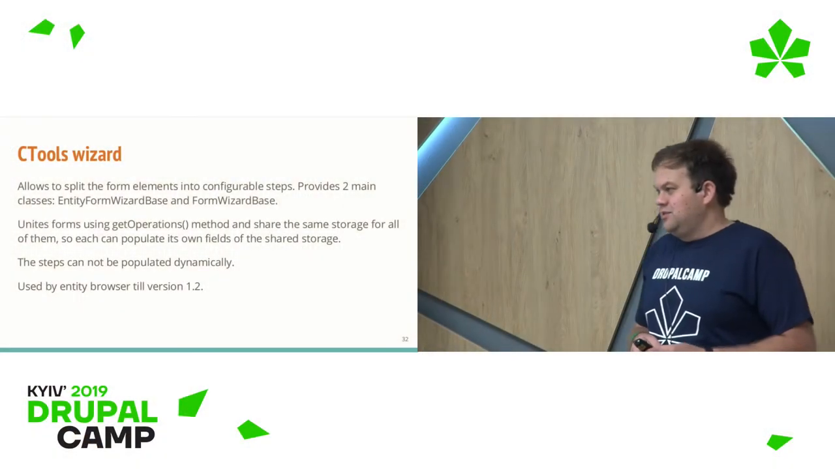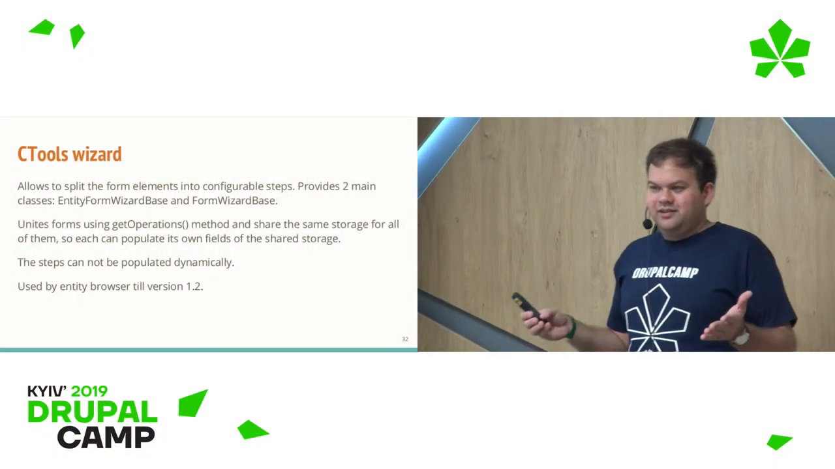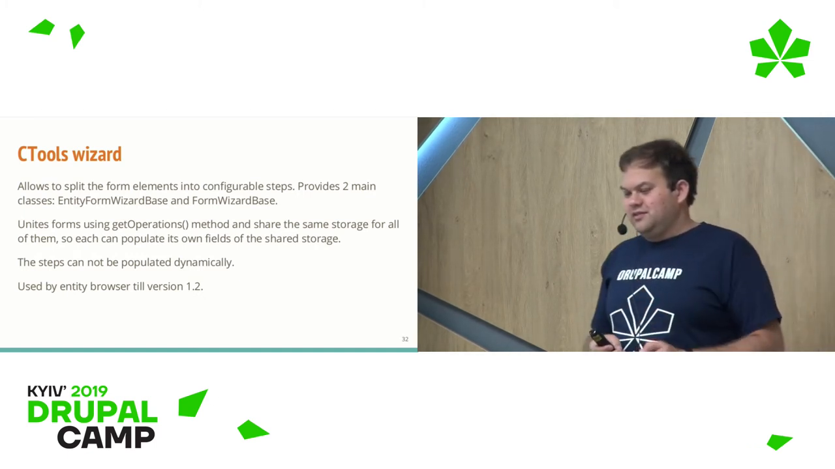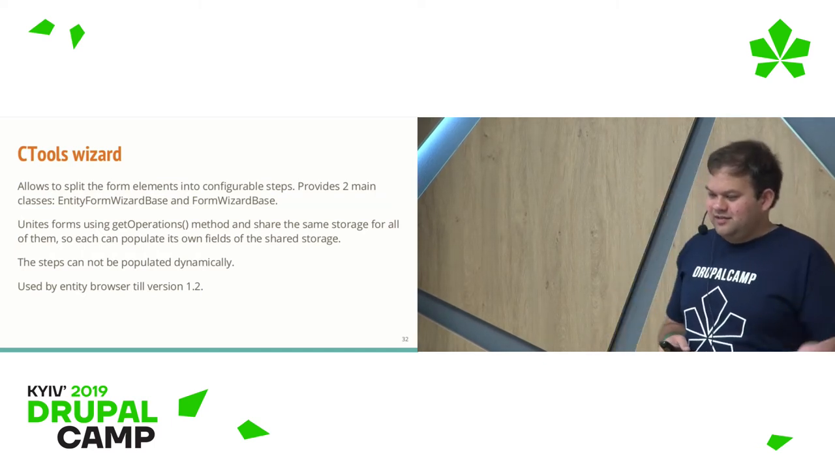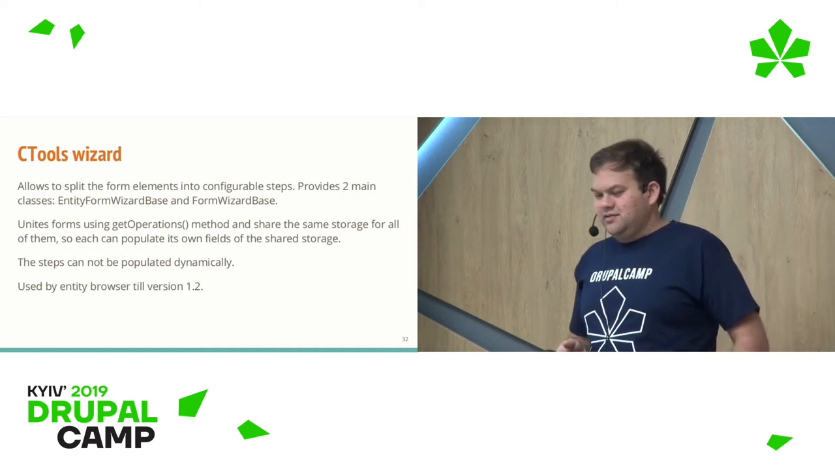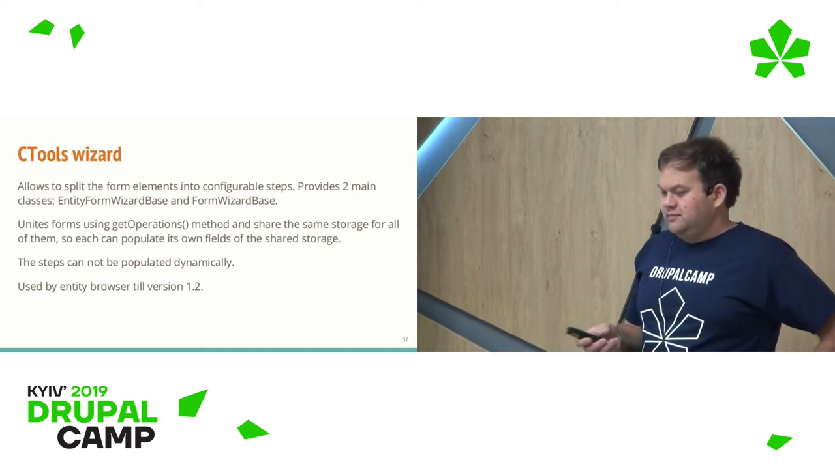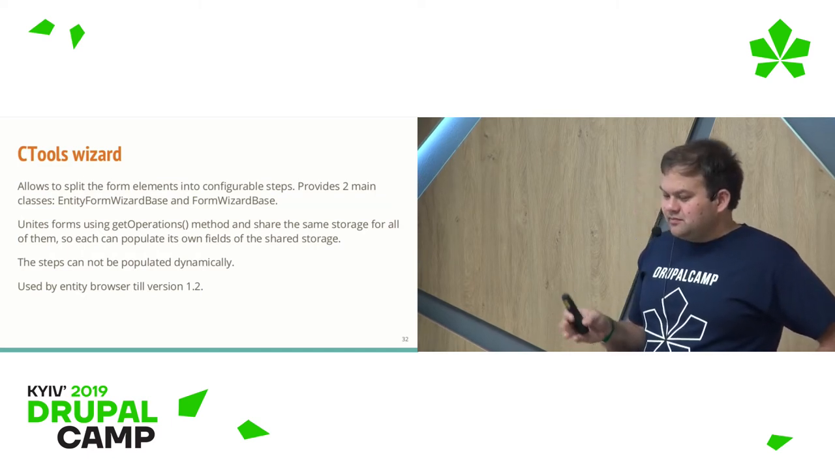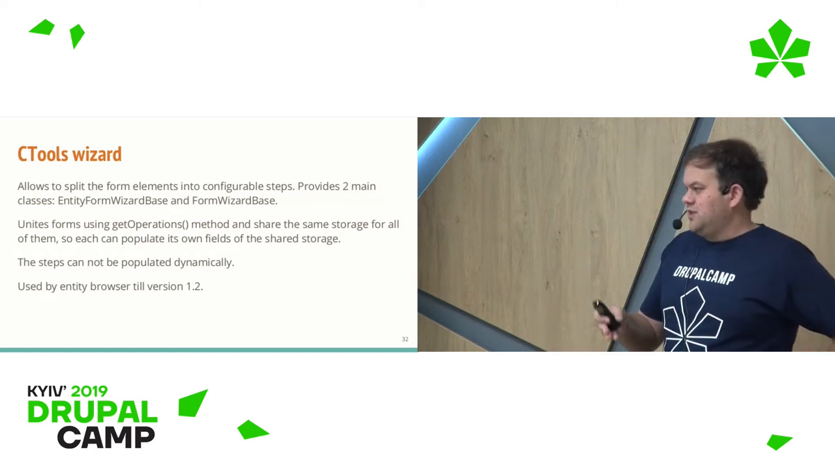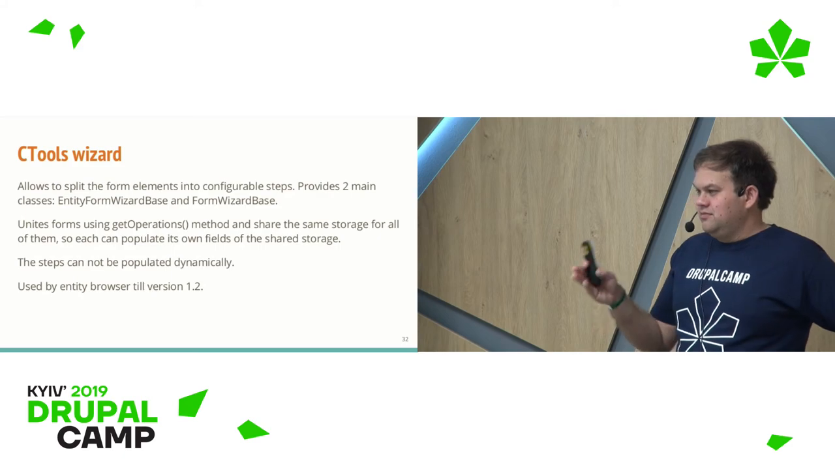This was widely used in the Entity Browser module up till version 1.2, because it has a really huge configuration form and it was split into separate steps, so the user can easily create the settings for this entity browser. I hope everybody used this. So the CTools wizard just unites any forms that you want into a set of operations. You say, I want first step, I don't know, some general question, then interact with your result, and you just give step by step what you want to achieve.